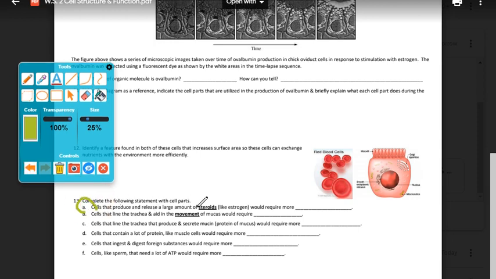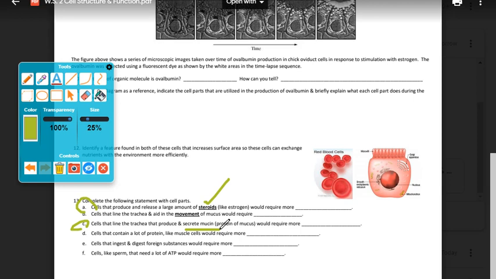Cells that produce and release a large amount of steroids like estrogen would require more of the part that actually makes the steroid, which would be smooth ER. Okay. All right. Why we're here. Cells that line the trachea and produce and secrete mucin, which I tell you it's a protein, but on the AP test, they're not going to tell you a protein. But how can you tell that mucin is a protein if they don't tell you that?